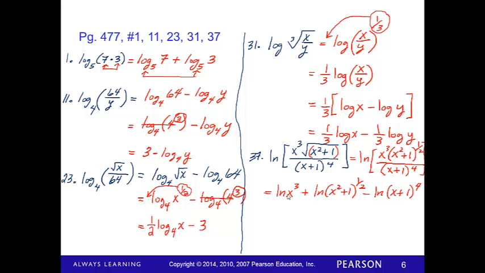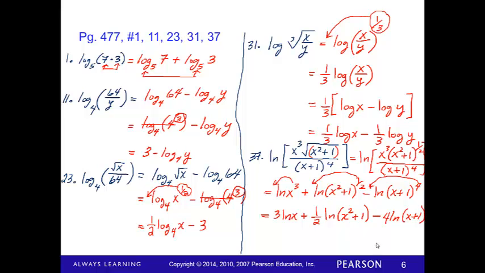Now the last thing we need to do is go ahead and put these exponents as coefficients. So the exponents become coefficients. So this is 3 times the natural log of x plus a half times the natural log of x squared plus 1 minus 4 times the natural log of x plus 1.